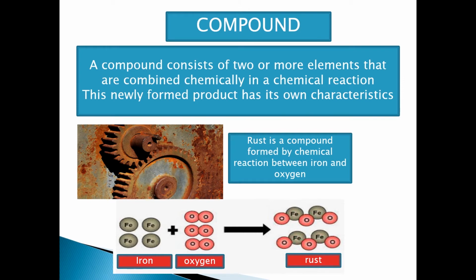Last lesson, you learned that a compound consists of two or more elements that are combined chemically in a chemical reaction. This newly formed product has its own characteristics. For example, rust is a compound formed by a chemical reaction between iron and oxygen.